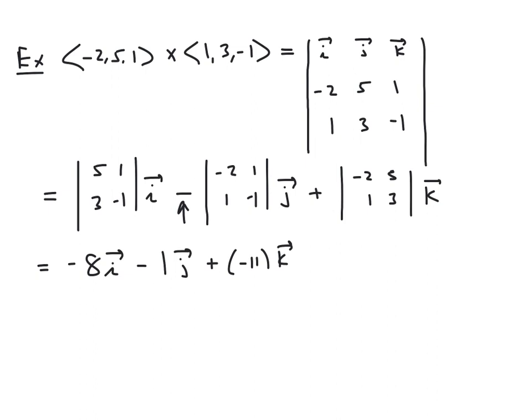Right? And so if we want to put this back in component form, we can do so. We just read off the coefficients of i, j, and k: -8, -1, and -11. So this is a vector which would be orthogonal to both -2, 5, 1 and 1, 3, -1. You can easily check that. Take each of those two original vectors, take the dot product of them with -8, -1, and -11, and you will get 0.